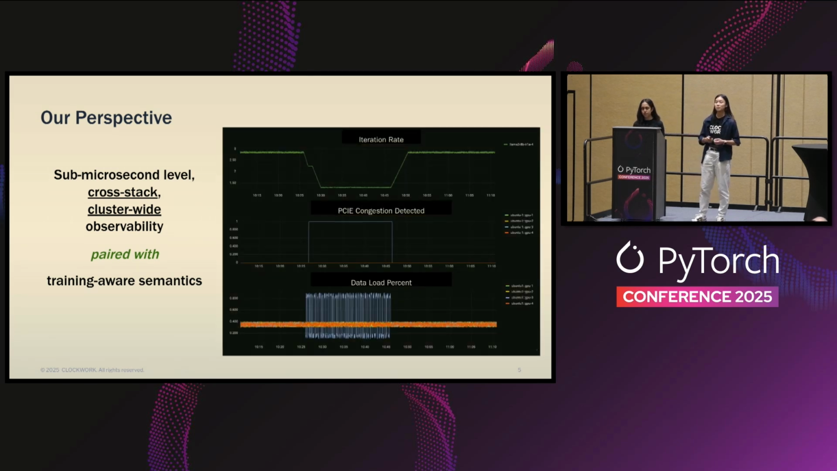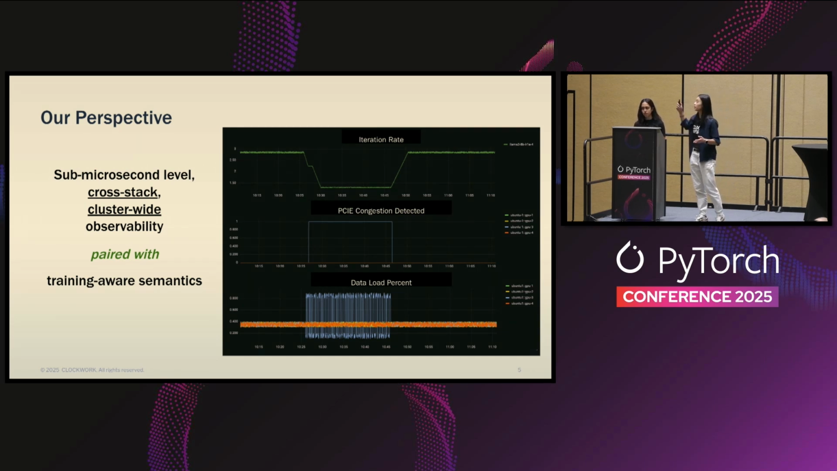So here's an example of what that looks like. At the top, we can see the iteration rate as the job runs. And in the middle section, we observe there was a slowdown. And going down the middle panel, we can see the infra flag raising PCIe congestion and also the correlated increase in data loader percentage time.